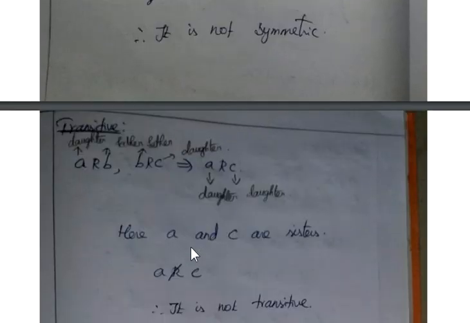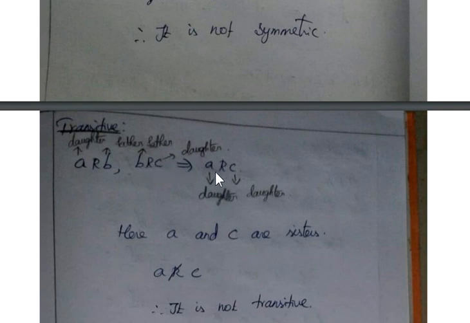Next, transitive. I take the daughter, father. Next, father, daughter. See here, A is not a sister of B because daughter is not a sister of father. Next, father is not a sister of daughter.